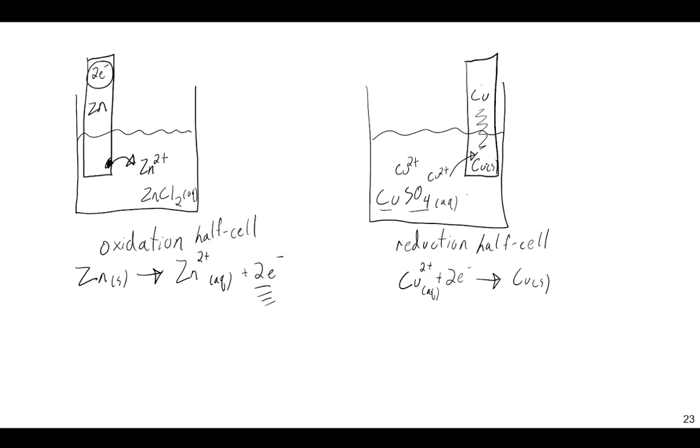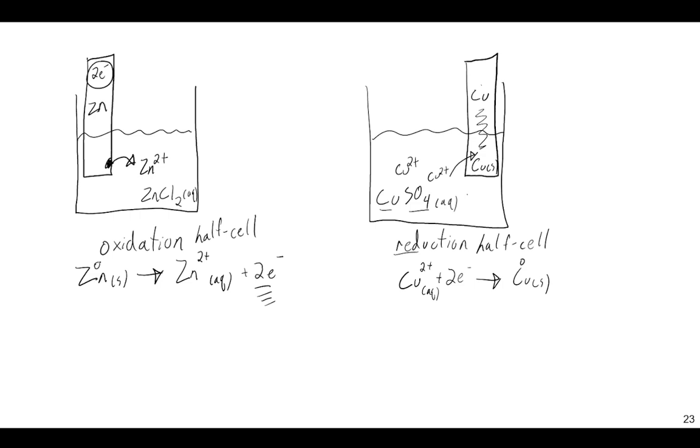And so that spontaneously occurs. The opposite does not spontaneously happen. Copper does not just dissolve off of the rod into the solution like zinc does in zinc chloride. So this is reduction, copper 2 plus neutralizing 2 electrons to have its oxidation state go from 2 plus to 0, gaining electrons.